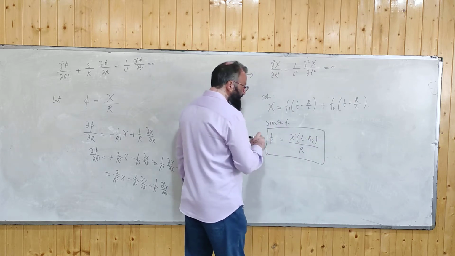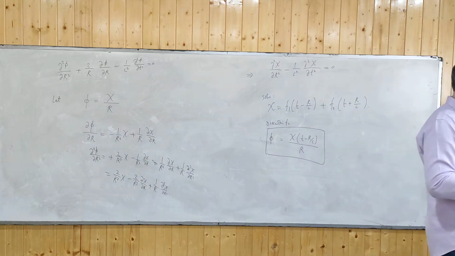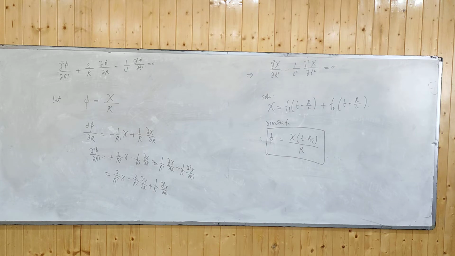So what is unknown to us? Chi. We have figured out the form of chi: it has to be a function of t minus r by c. In other words, a function of r minus ct, or ct minus r, like the x minus ct we did earlier. Now let's try to figure out what this chi is equal to.